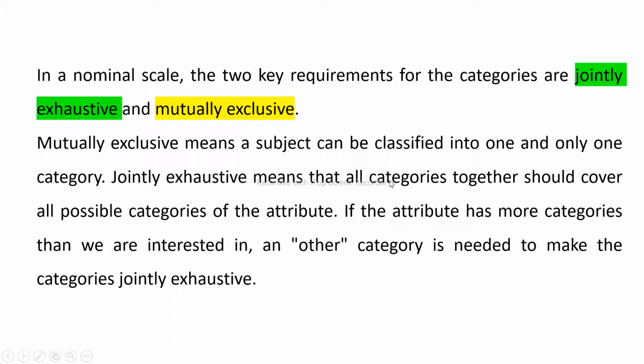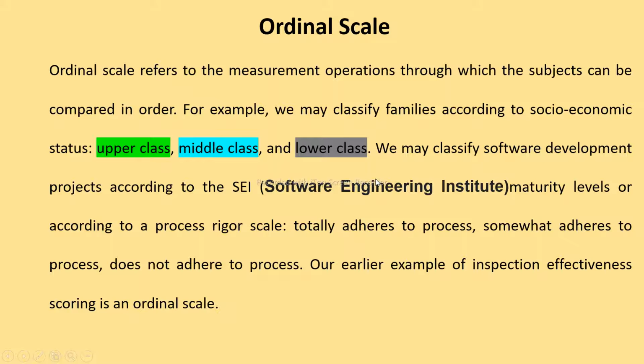After the nominal scale, we are going to study the ordinal scale. What is the ordinal scale? Ordinal scale refers to measurement operations through which subjects can be compared in order, isn't it? In the nominal scale, we classified; in the ordinal scale, we are going for comparison. For example, we may classify families according to socio-economic status.